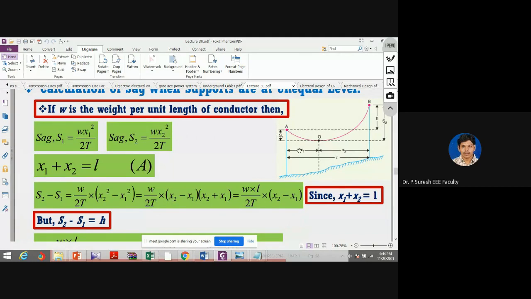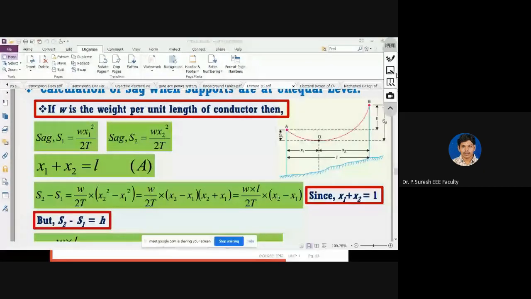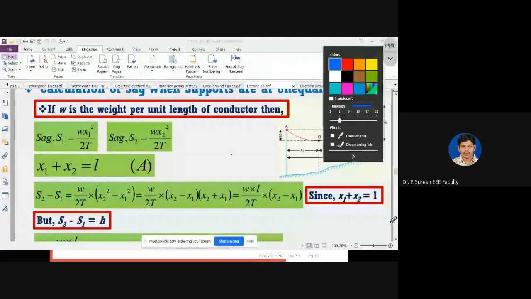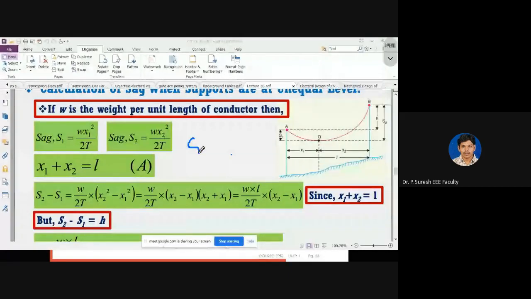Okay. S2 minus S1 is nothing but what? Suppose I need to calculate the height difference between the two towers. What is the formula for H? H equal to S2 minus S1. So I subtract the lowest sag from the highest sag, and we will get the height difference between the two towers.